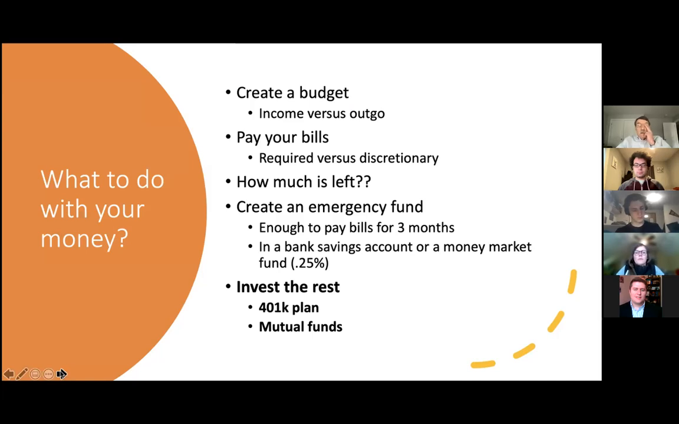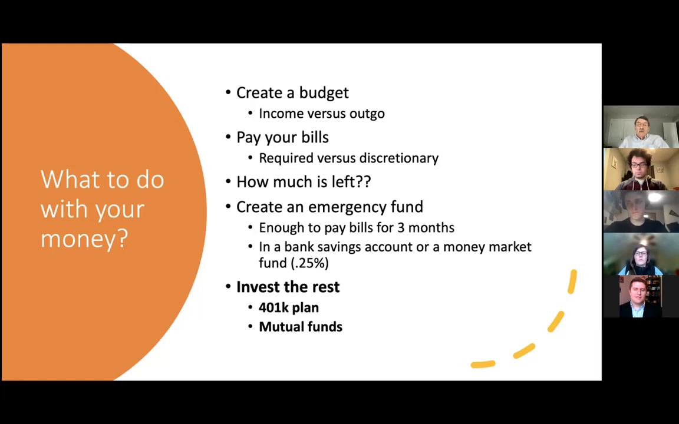So how do we get to where you're investing money? The textbook would say first thing you need to do is understand how much money you have. So how much money is coming in? So your income versus your outgo. So you create a budget. You pay your bills. Which bills are required? Which ones are discretionary? So your rent is a required one. Going to the movies is discretionary. How much is left? So you take what's left and create an emergency fund.